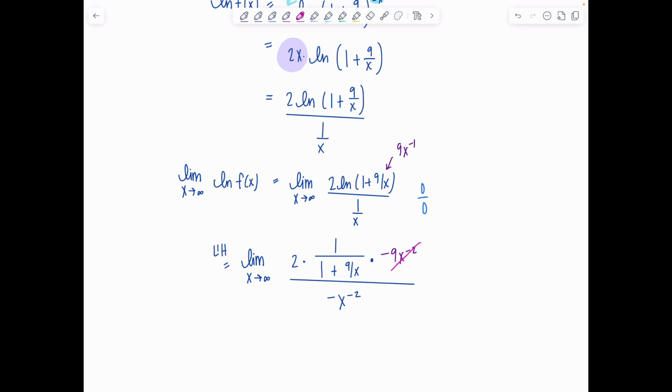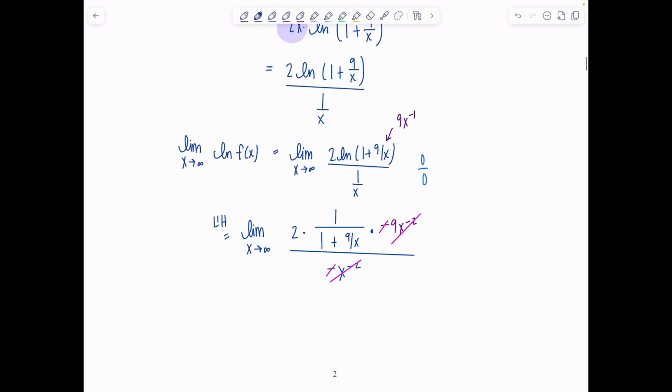Okay, so x to the negative second cancels. So does the negative sign. So let's see what we're left with here. I'm going to write this as the limit as x goes to infinity. This 2 times 9 I can put up here in the numerator, so that's 18 over 1 plus 9 over x. And I would just leave it like that because if x goes to infinity, it's easy for me to see now this is going to go to 0. So we're just left with 18 over 1, which is 18.